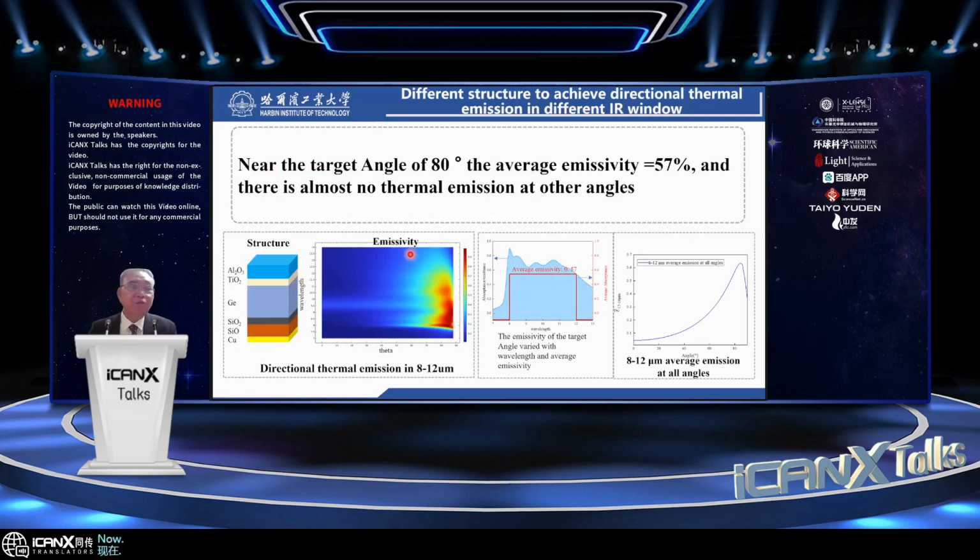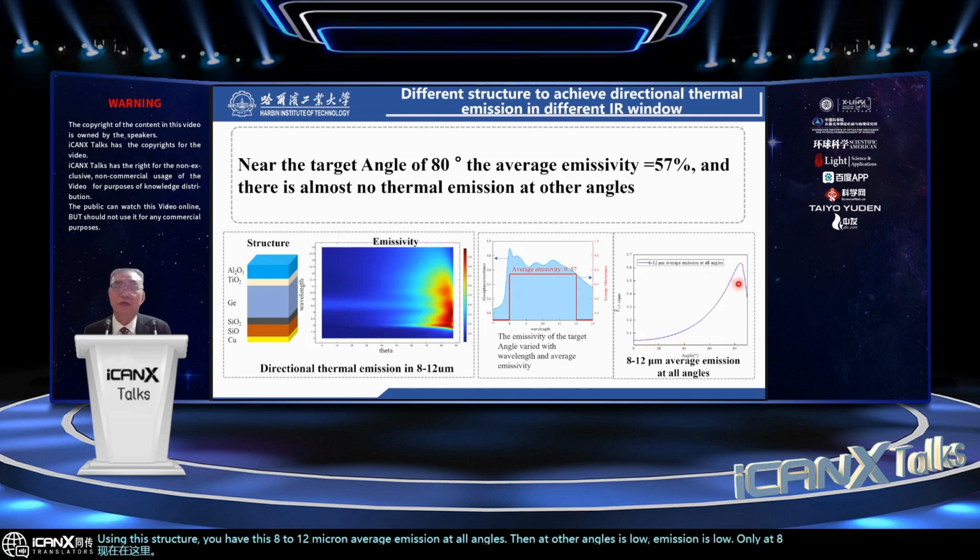Now, if you want a usable coating, you do a series of coatings. For instance, you do a structure of TiO2 and Al2O3, and then you can realize that at a range of wavelengths, not only one wavelength, let's say 8 to 12 micron, you achieve this directional thermal emission. Using this structure, you have this 8 to 12 micron average emission at 80 degrees. At the other angles, emission is low, and only at 80 degrees is it high.